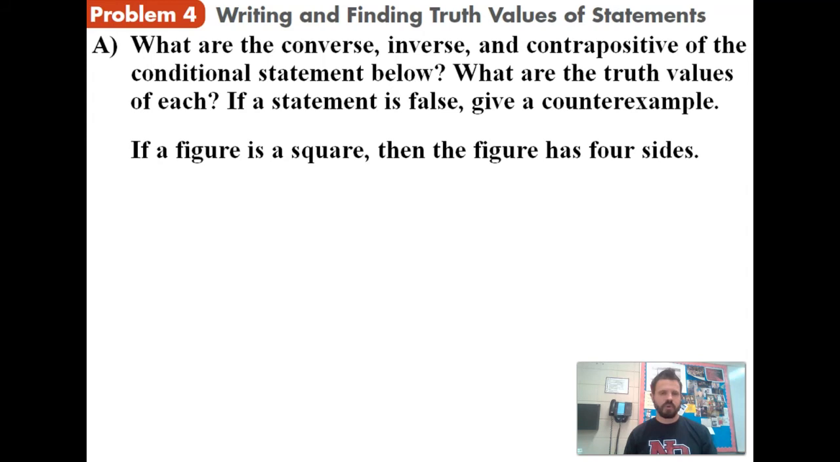All right, so problem 4, part A says, what are the converse, inverse, and contrapositive of the conditional statements below? And then also, what are the truth values of each? If it's false, give a counterexample. So I have a conditional statement. If a figure is a square, then the figure has 4 sides. And I want to rearrange that, which each of the 3 ways I have to rearrange a conditional.